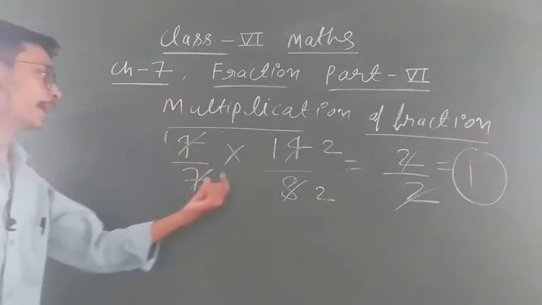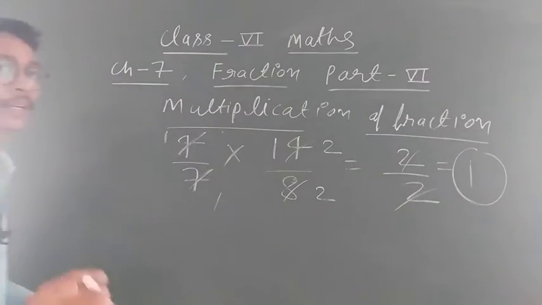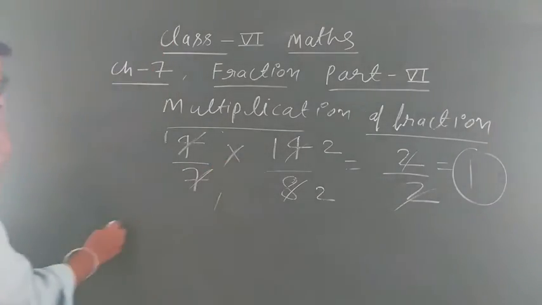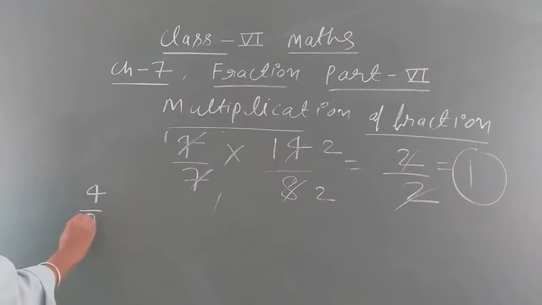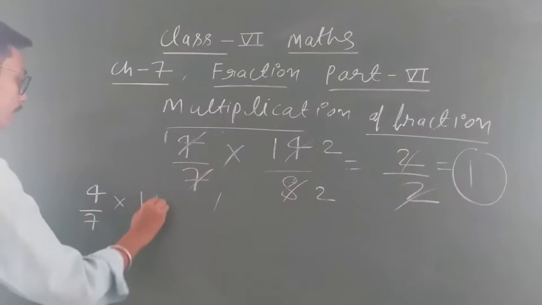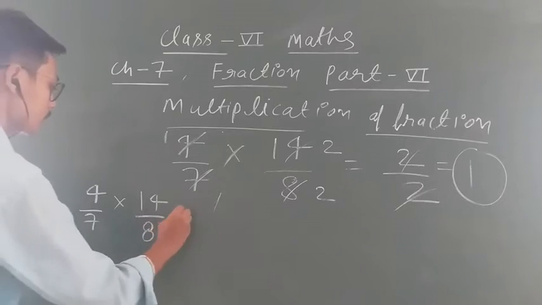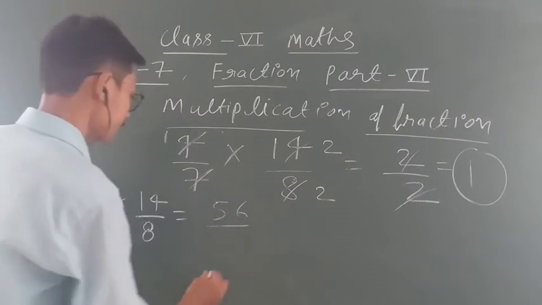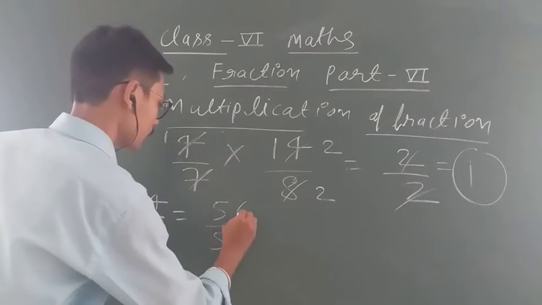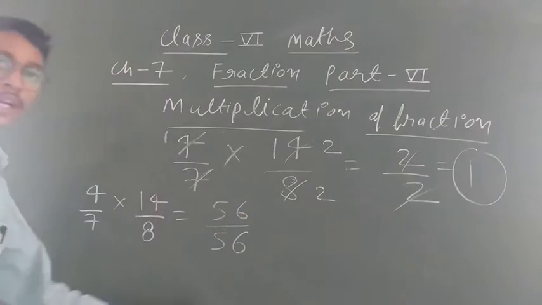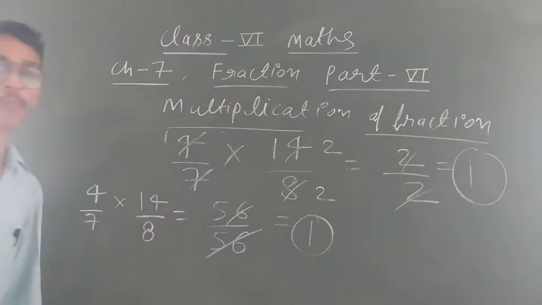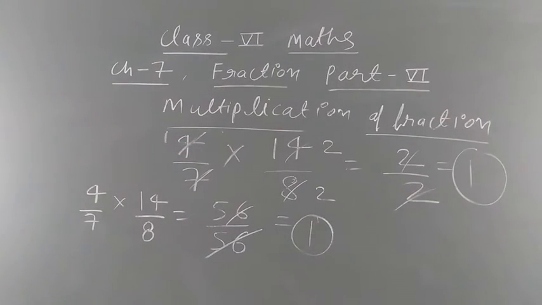Okay student. Again when we solve numerator with numerator and denominator with denominator with the help of multiplication, what will become student? 4 upon 7 into 14 upon 8. It means 14 4s are 56 and 8 7s are 56. Again student, 56 upon 56, the result is 1. So with the help of both formulas student, we will find out the same answer.